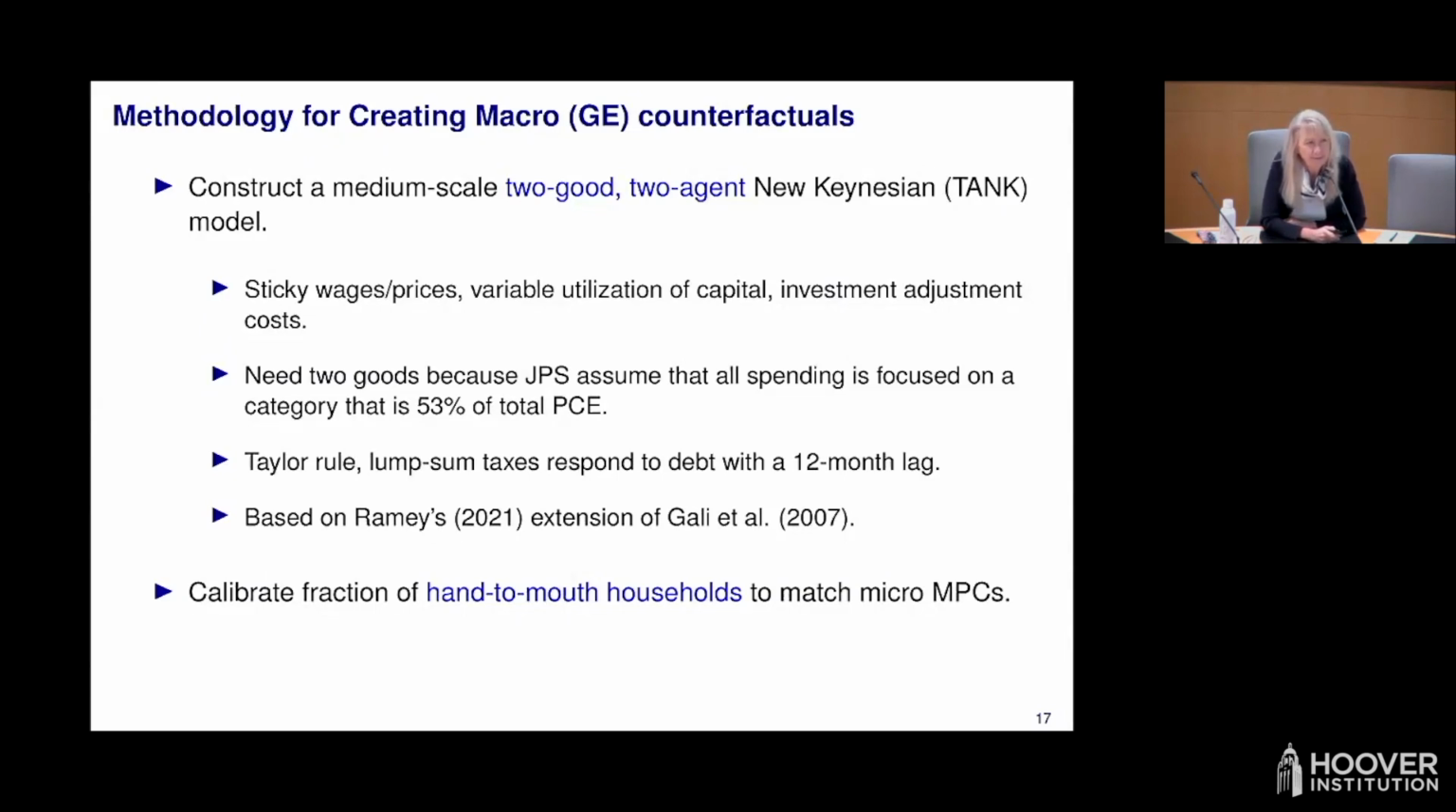So we don't have big changes in interest rates as a result of this stimulus that we're looking at. Do you even have a capital market here? Yes, we do. Okay. Why don't you continue?